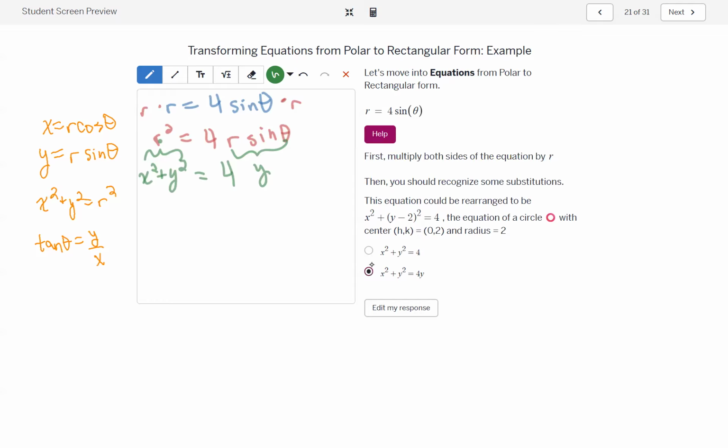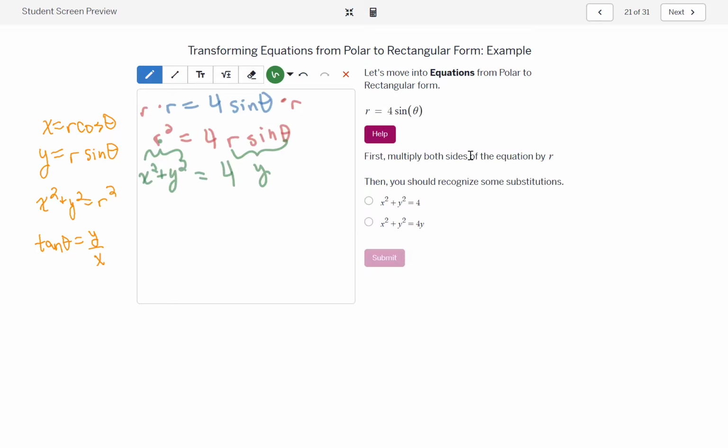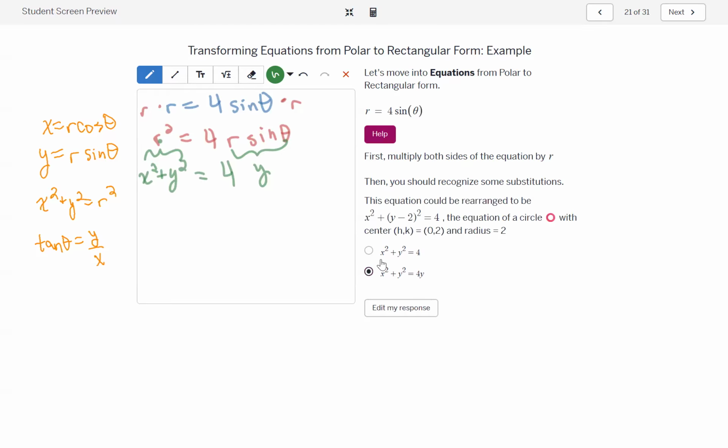So that's what our first hint was: first multiply both sides of the equation by r, then you should recognize some substitutions, and we get that equation. And the equation, if we completed the square, could be rearranged, and we'd see that this is the equation of a circle with the center moved off of the origin.